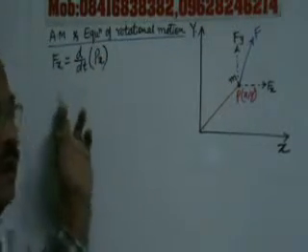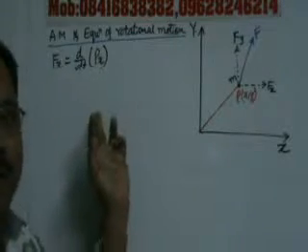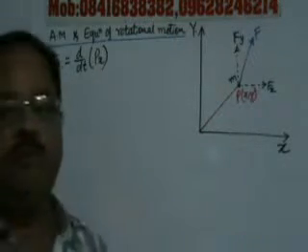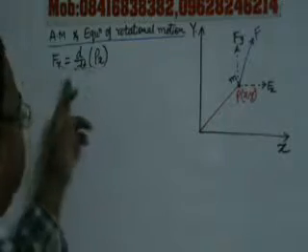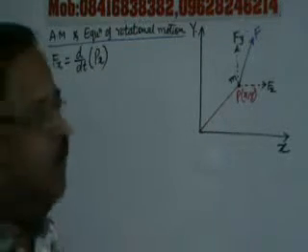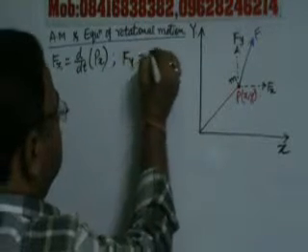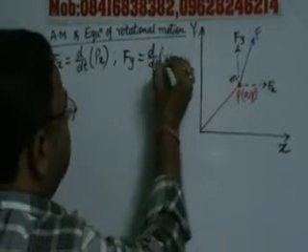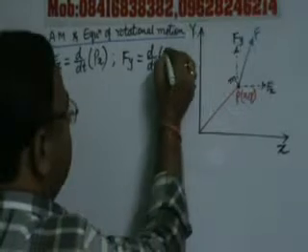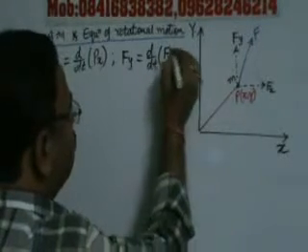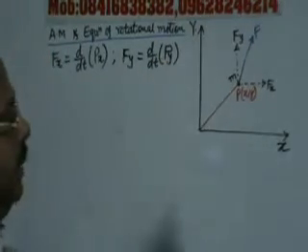We know that F is equal to dp by dt, the rate of change of linear momentum. So this Fx is given as d by dt of px, and similarly Fy is given as d by dt of py.